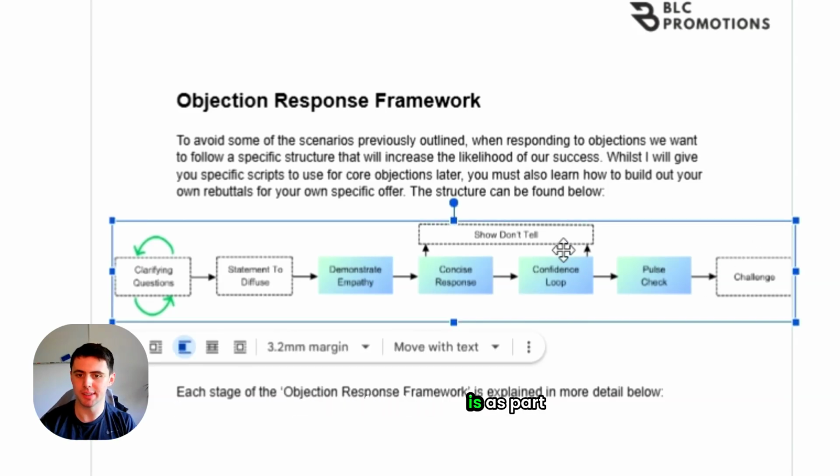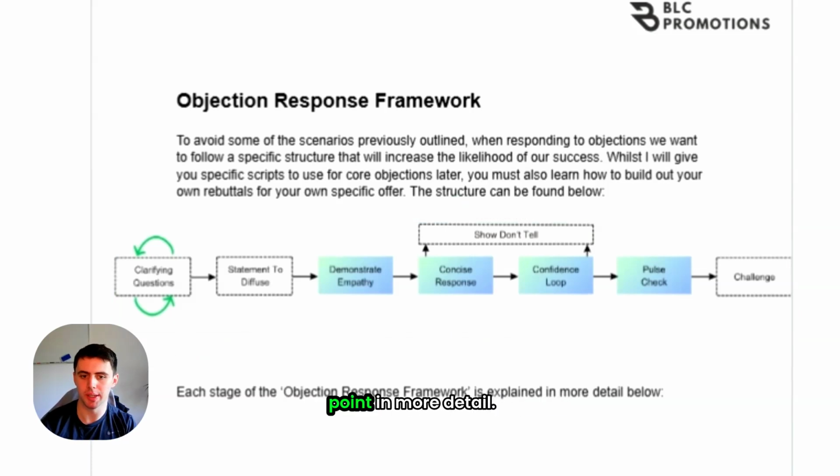Last main point, as part of the framework, when you're delivering the response and the confidence loop, is to show the customer if possible and not just say it. I'll get onto what that means in a second, but it makes it a lot more convincing and real for the customer if you can actually give them numbers, graphs, data of exactly why their objection is wrong or they've got misinformation, whatever it might be. But jumping into each point in more detail.